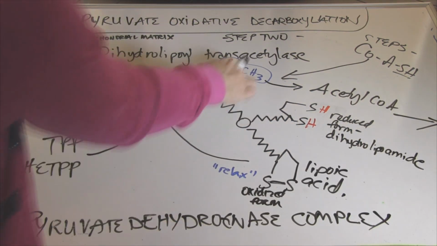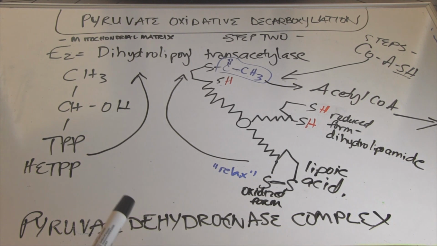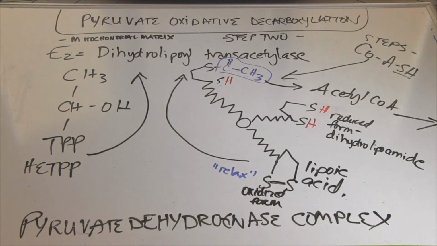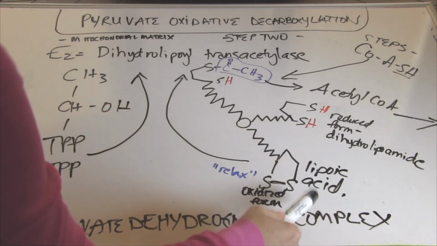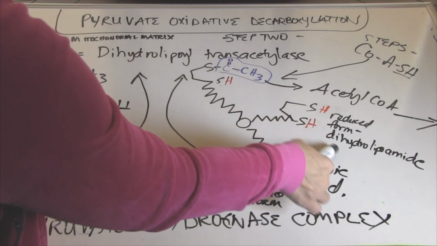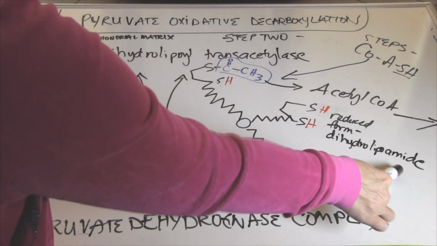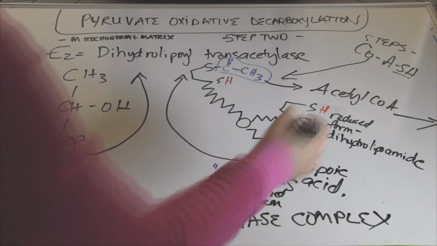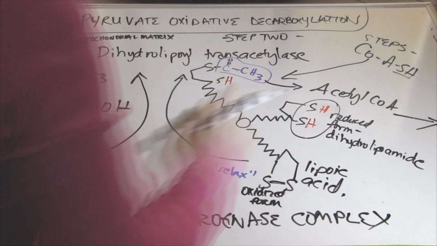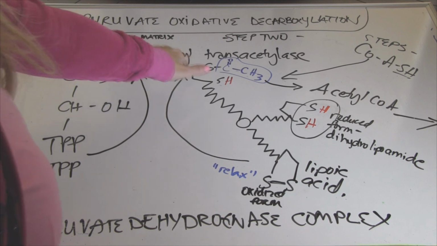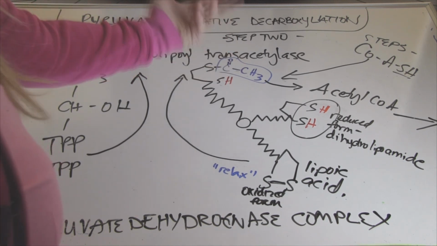Once we lose the acetyl group to the coenzyme A, and we have the acetyl-CoA and it leaves to the citric acid cycle, this is the form of lipoic acid that we're left with, which is a reduced form. We call it dihydrolipoamide. This can't react anymore, so what we're going to have to do is oxidize that in the next step. So for a review, enzyme number 2, dihydrolipoyl transacetylase, just think about what it's doing.